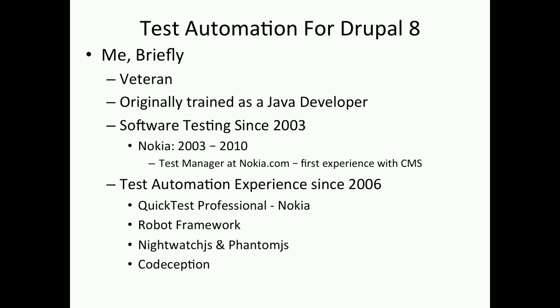And after that, I've been using Robot Framework, Nightwatch JS, and PhantomJS. I'm currently on Codeception. Now you'll find out that there's no one size fits all tool that'll work with anything. You have to be able to adjust from one tool to the next. It's not like one cookie cutter. You have to find the right kind of cookie cutter to implement the right kind of test automation.